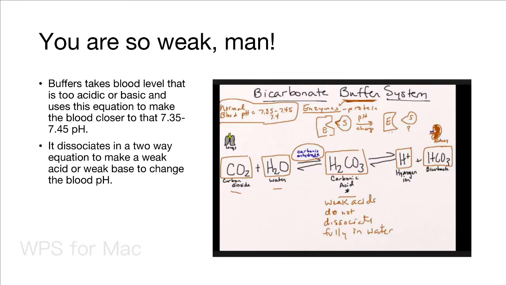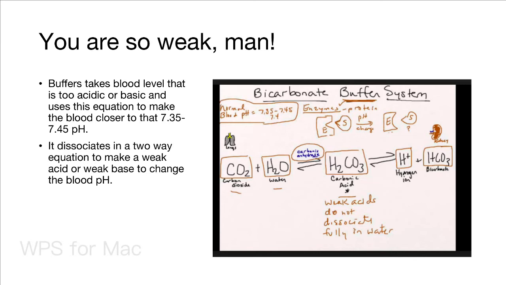And then buffers, we wanted them to become a way to dissociate. So buffers help things become a weak acid or a weak base. So we want to keep that pH, and I want you to remember this, the 7.35 to 7.45 is your physiologic neutral pH. And we're going to take a look at this very fancy equation called the bicarbonate buffer system later on.